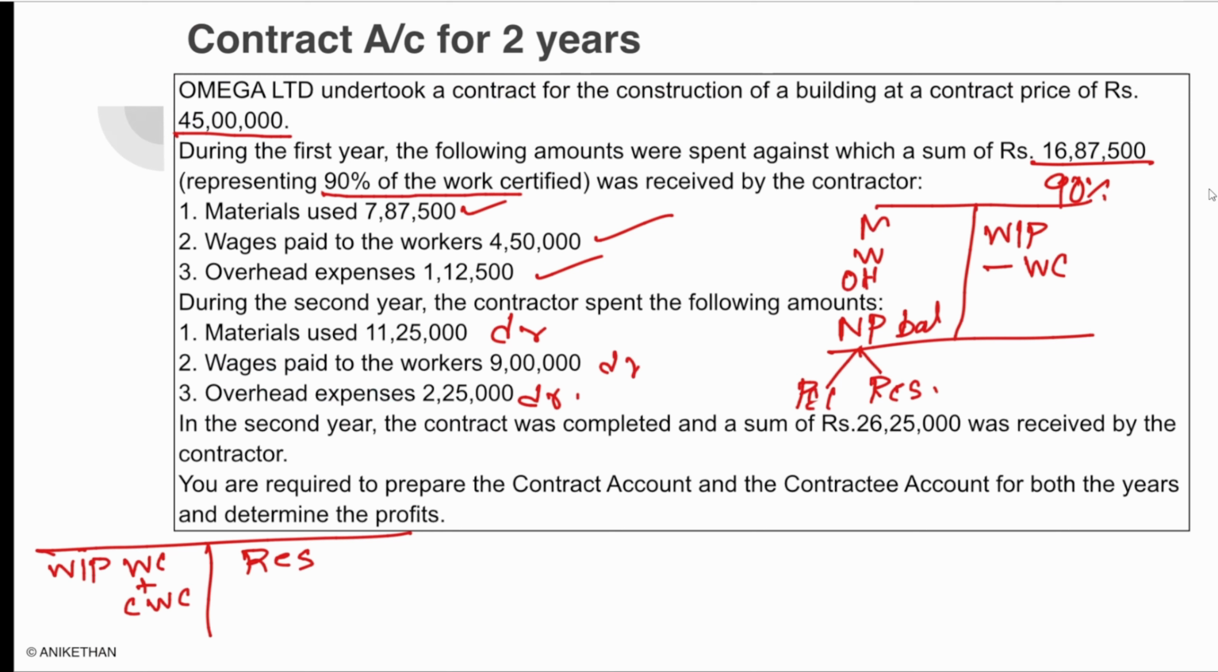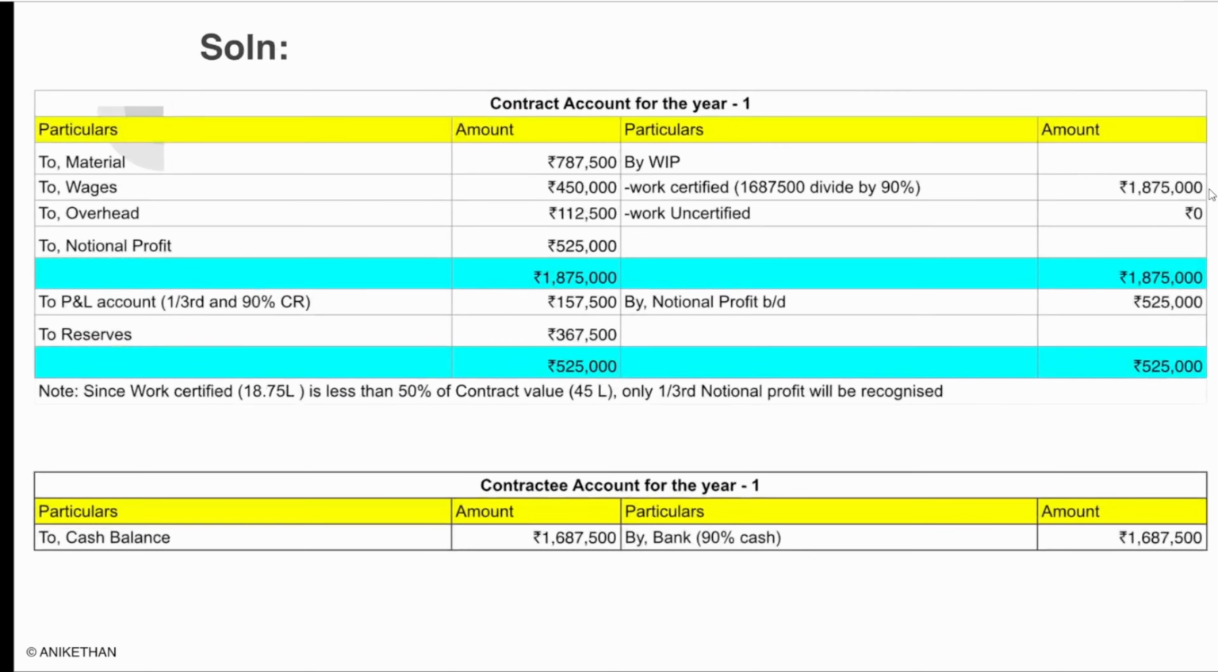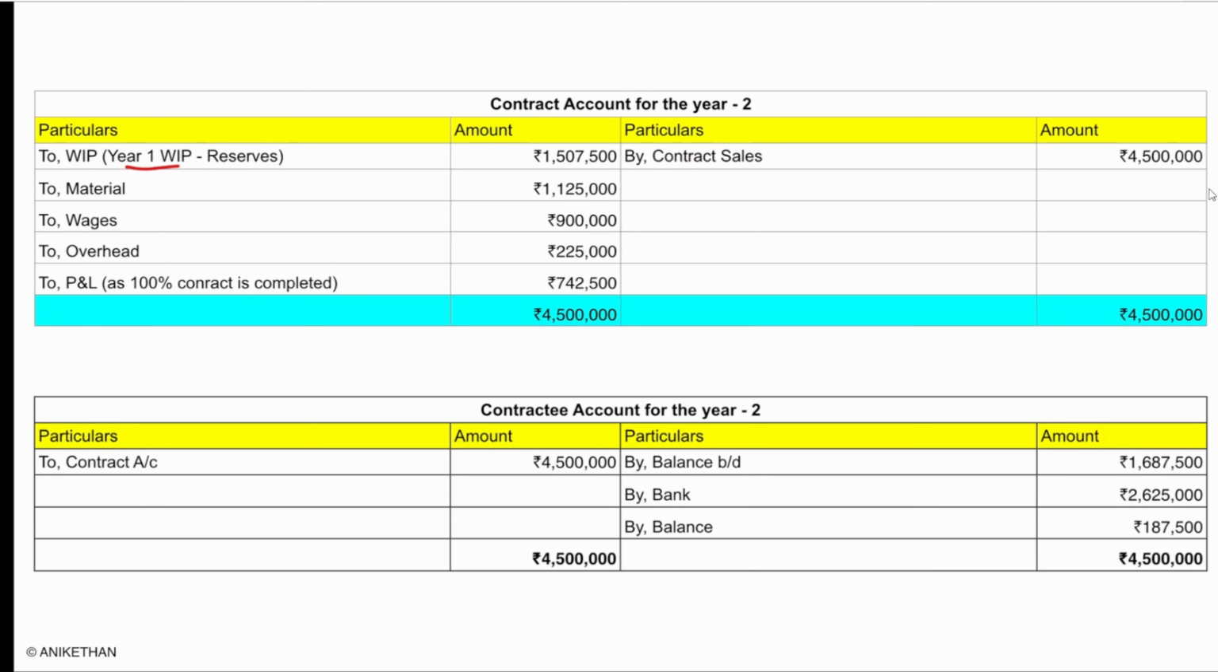So with this information, the first year contract account looks like this. Notional profit is 5,25,000. Out of that, 1/3 is recognized for P&L and reserves is 3,67,500. Now pay attention to these two values. These two values come in the contract account for the second year. So what I have done, WIP minus reserve, I have directly taken. You can also take one on the debit side and one on the credit side. It has the same effect.